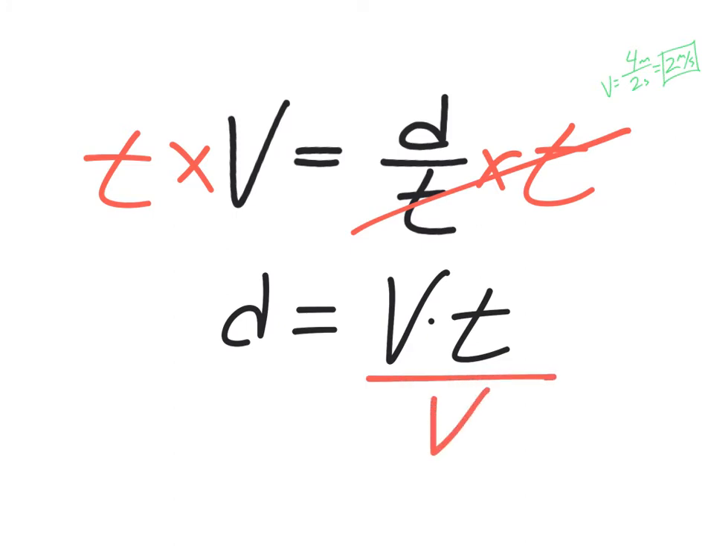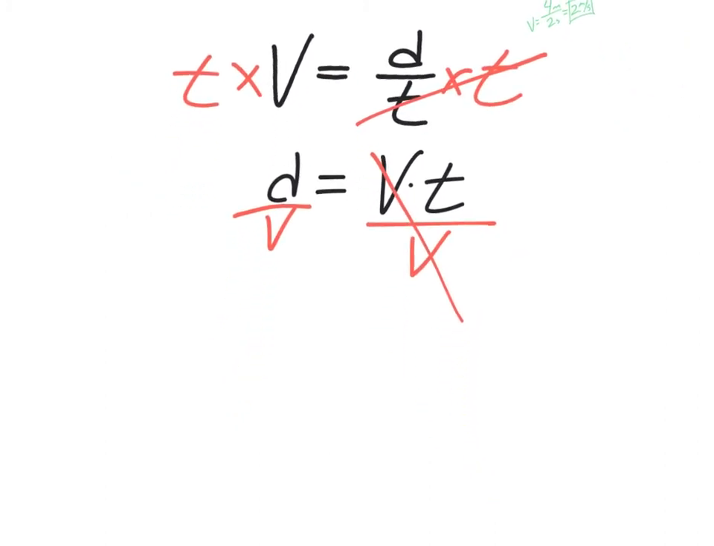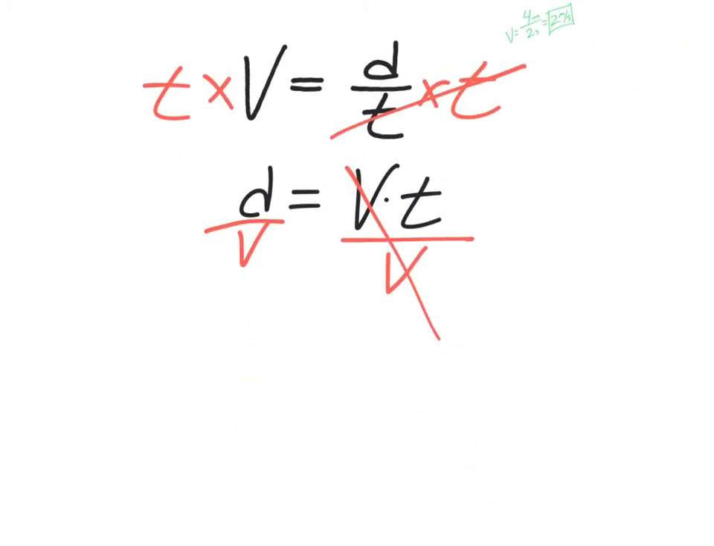T is now being multiplied and divided by v, which means it cancels each other out, and we don't have to worry about it. But we only did that on the left side, so now we got to go back to the right, and we also have to divide it by v. What that's going to do is it's going to make it to where we have yet one more whole new problem. We're now going to have t is equal to d divided by v.